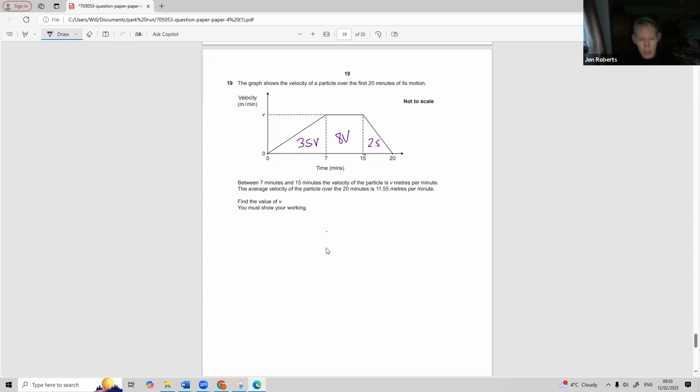Okay, so velocity is speed in a certain direction, isn't it? So we've got speed equals distance over time. So we know our speed, or our average velocity, is 11.55. Our distance, oops, sorry, I've got my V there, is all of these added together. So we've got 8V, add 2.5, add 3.5, gives you 14V. And our time is 20 minutes. Again, check for consistencies with the units. Yep, that's fine.